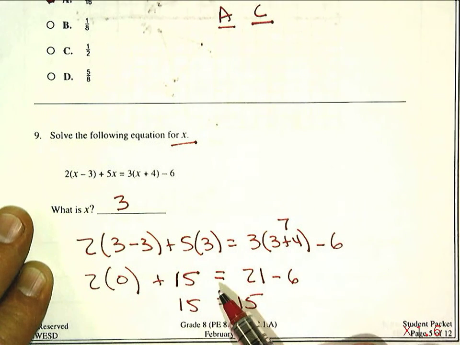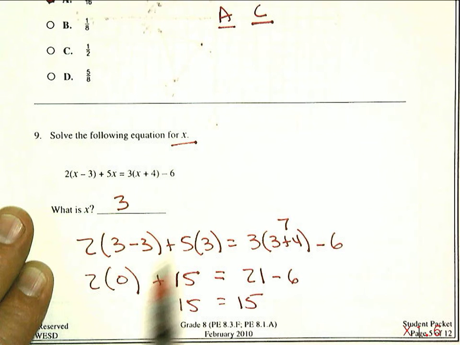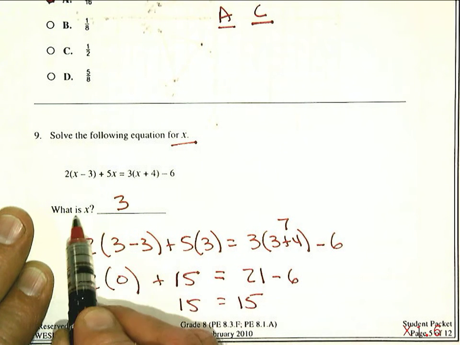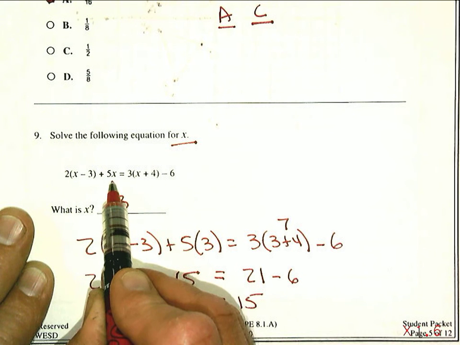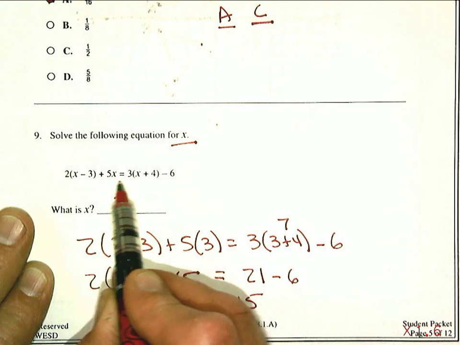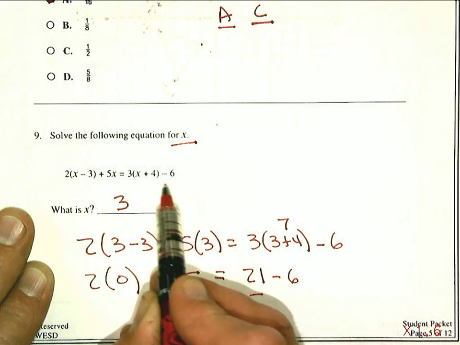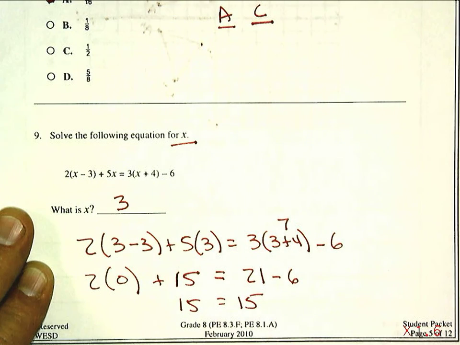If you solve one of these problems and you're not sure if you got the right answer, you can always put it back into the equation, because that's what we did. We solved for x. It says x is equal to 3. So if I put 3 in where all the x's are and do the problem, I should get the right answer. Good way to check.